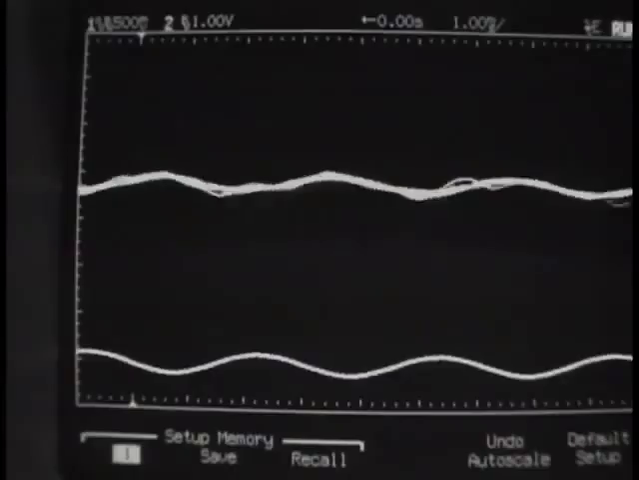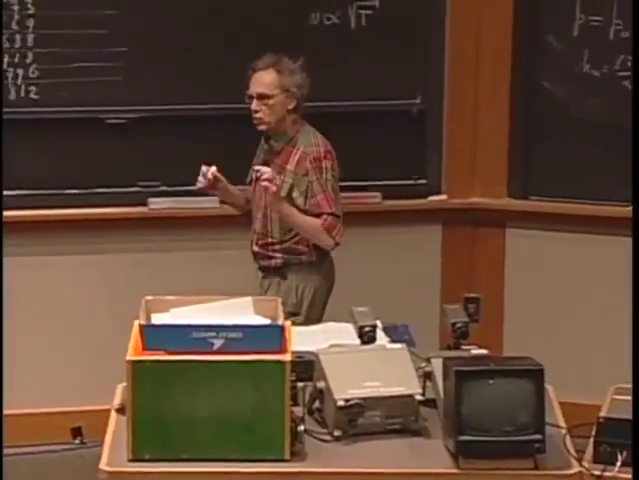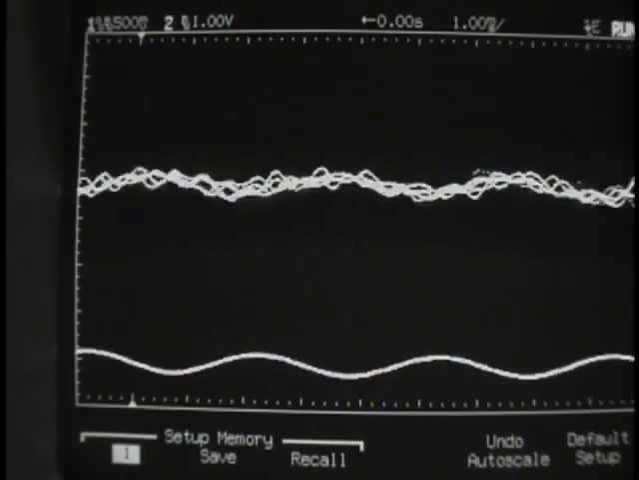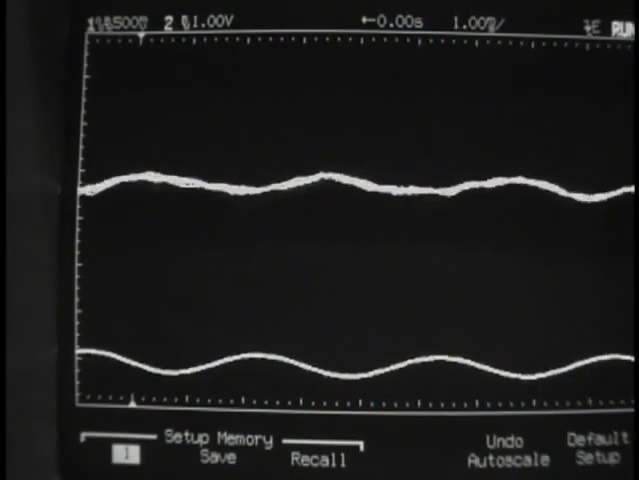Okay. The one at the bottom is the speaker. So that's the driving frequency of the speaker. You can see the frequency here, it's very important that you see that. That frequency is now, I think, 325 hertz. Way off resonance.